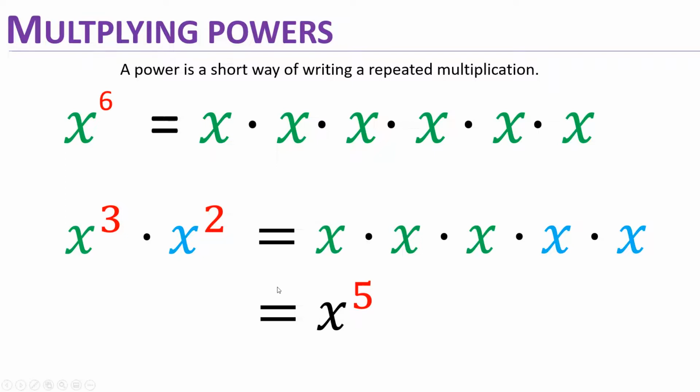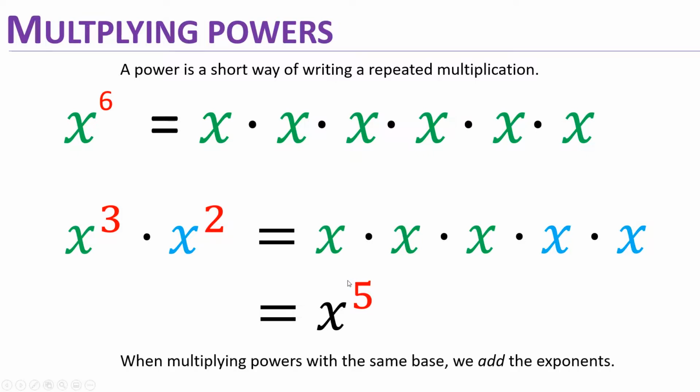Now, usually we don't write out the entire multiplication because that takes too much time. Instead, we simply keep track of how many factors there are using the exponents. We have 3 identical factors, x here, and then 2 more. So that means we have 5 identical factors. So the new exponent will be 5. And this actually leads to our first rule. When we multiply powers with the same base, we can write them as one power, and the exponent of that power will be the sum of the original exponents. So when multiplying powers, we add the exponents.